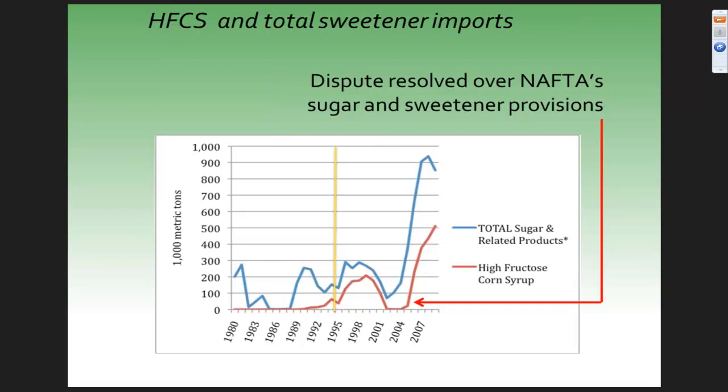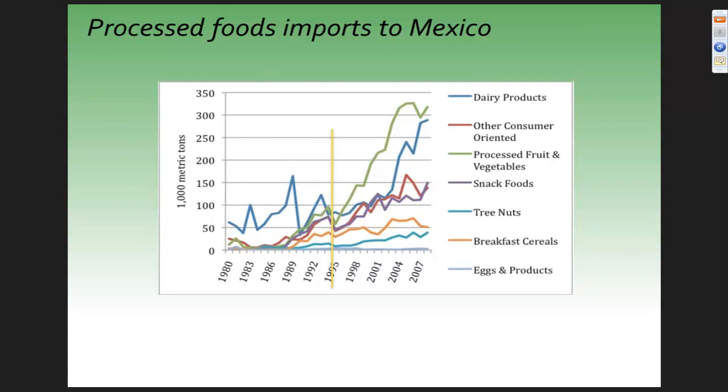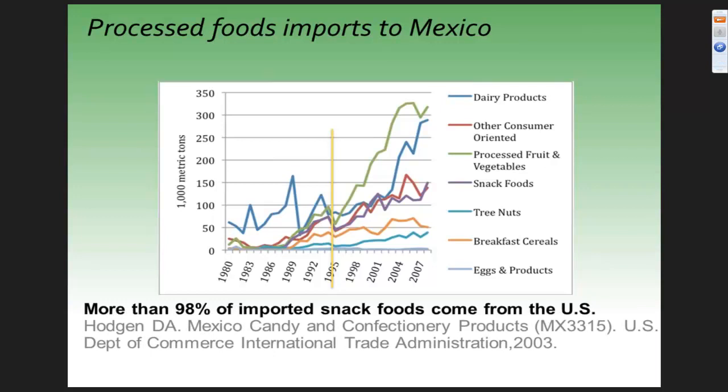And not coincidentally, many of the processed food products which have things like hydrolyzed vegetable oil from soybeans or high fructose corn syrup as major ingredients have also gone up since NAFTA was implemented in 1994. The biggest jump has been in processed produce and dairy products, but close behind are snack foods and these other categories in here. And in fact, of the imported snack foods, just as one example, about 98% ultimately come from the U.S.